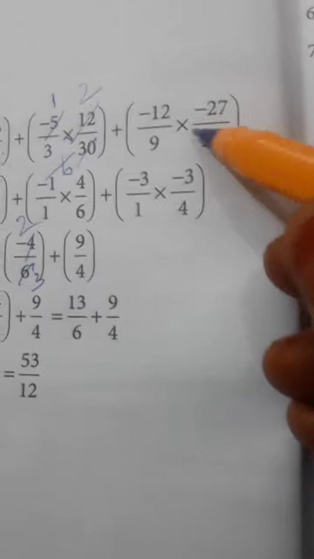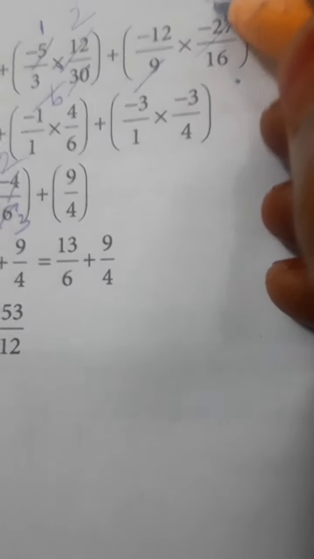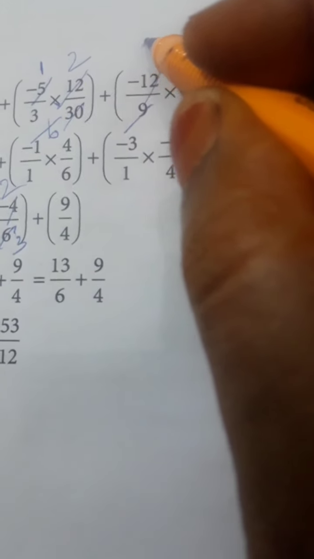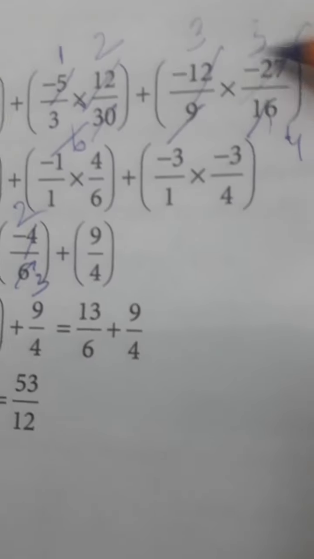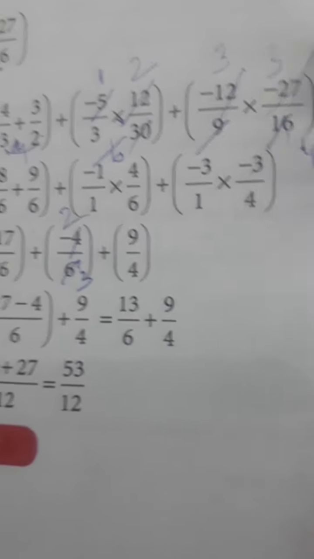Plus, here you divide the number. 1 9 is 9. 3 9s are 27. Here 3 4s are 12. Fourth table. 3 4s are 12. 4 4s are 16. 3 3s are 9. 1 4 is 4. 9 by 4 minus into minus plus.